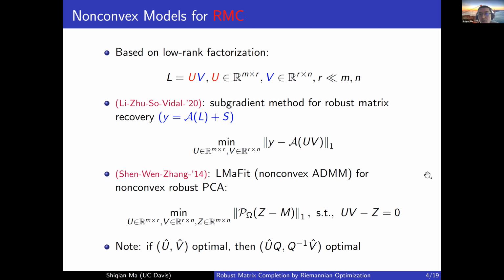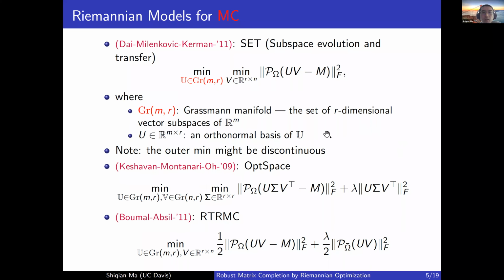However, we know that the convergence property of the non-convex ADMM is still not very well understood. Okay. And another issue about this model is that the optimal solution is not unique. For example, if U hat V hat is optimal, then we can easily see that this is also optimal for any invertible matrix Q, because we only care about the multiplication of U and V. Okay. So to overcome this issue, I mean the uniqueness of the solution.